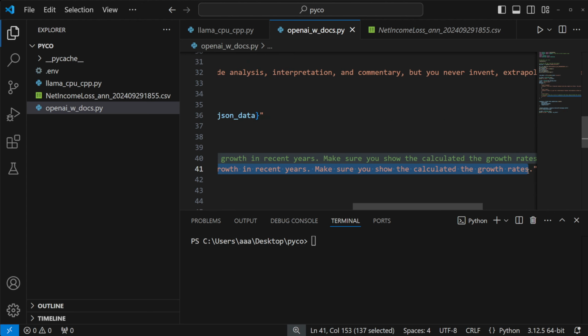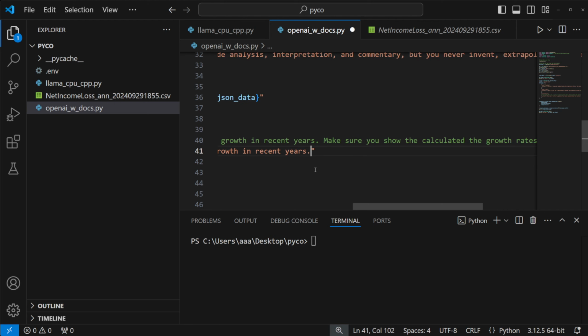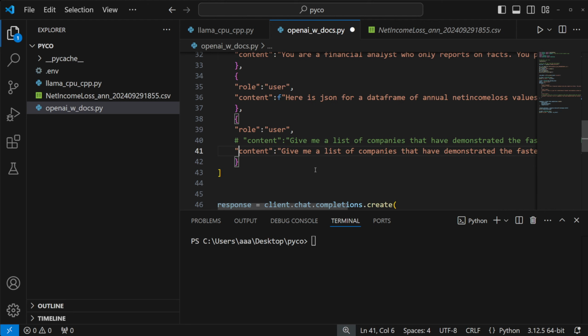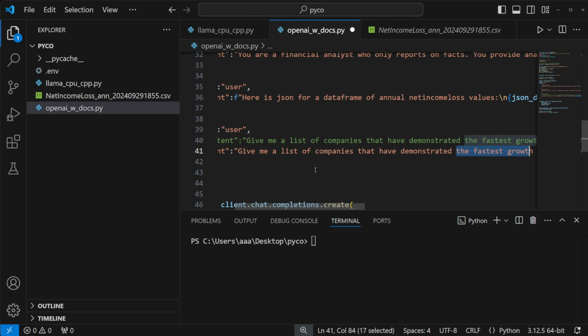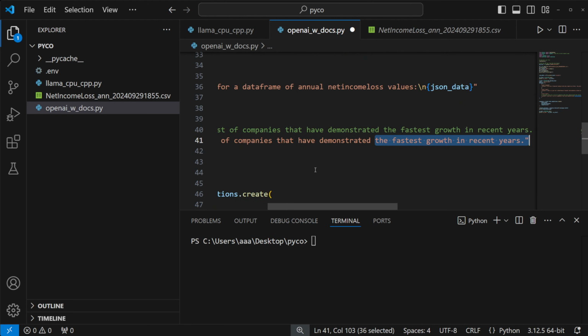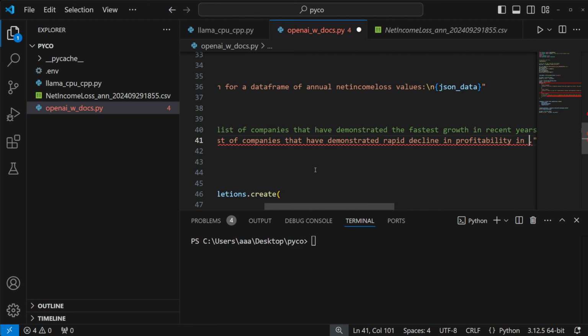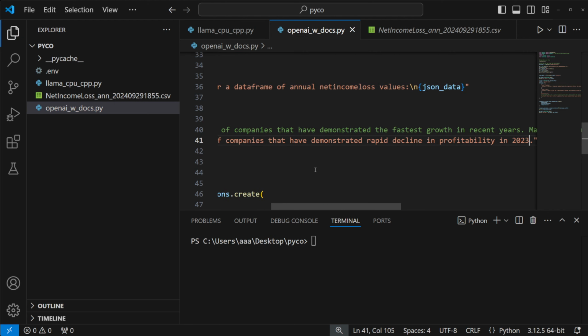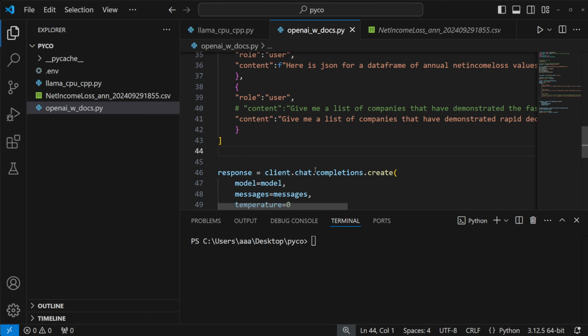So let's be like, give me a list of companies that have demonstrated rapid decline in profitability in, come on, 2023. Let's see what we get, folks.